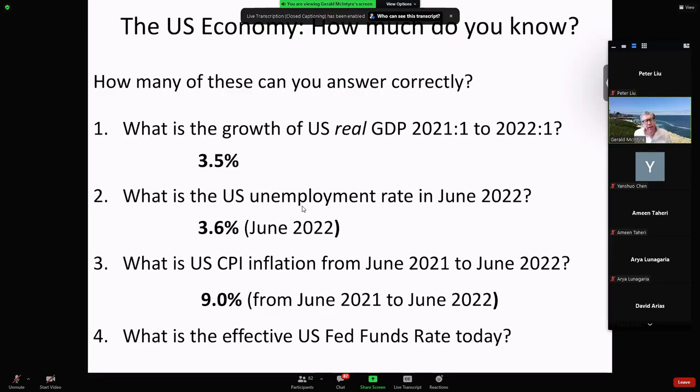And lastly, what is the effective federal funds rate? Okay. The effective federal funds rate, the overnight interbank lending rate, quoted at an annual rate, is 1.58%. Okay. You'll sometimes see that referred to as 158 basis points. Okay. And that means, of course, that 100 basis points is 1%, 200 basis points would be 2%, 25 basis points or 25 BP would be a quarter of a percentage point. Okay.